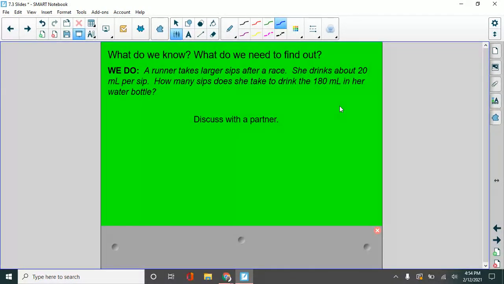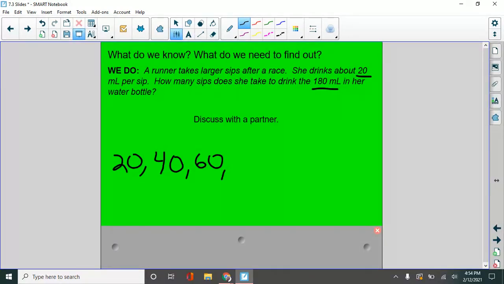This is modeled off of the last one. So, how could we think about this? How might we solve this? We're going to figure out how many 20s are going to get us up to 180. I did a multiplication problem last time. I could also just count by multiples of that number. 20, 40, 60. What would be the next number?